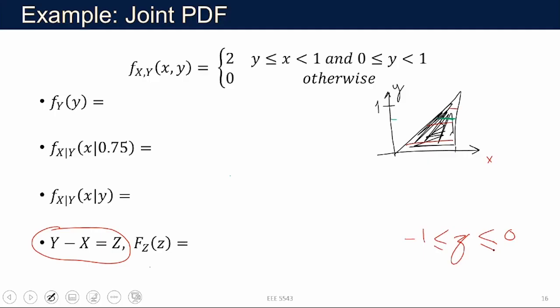So for example, imagine where this sample space is, because it's a bit tricky to see. So for z is negative 1, that means y minus x is negative 1. And if we plot this, this is y equals x plus 1.